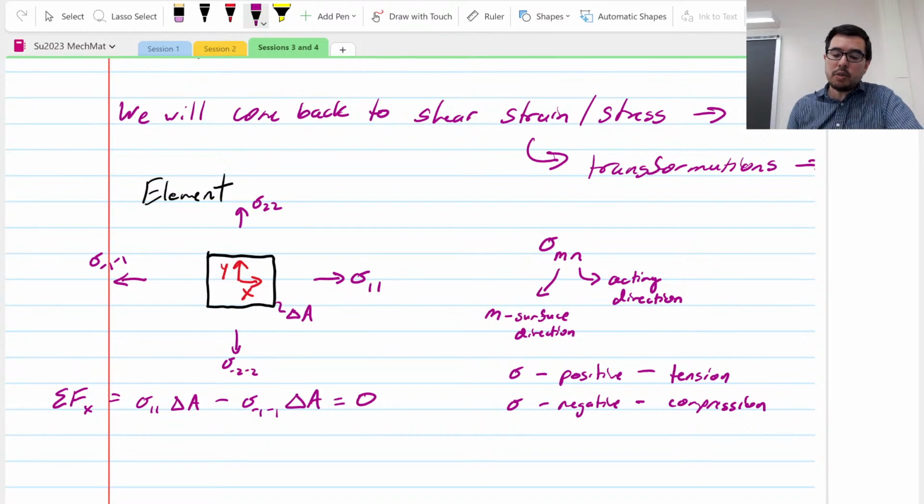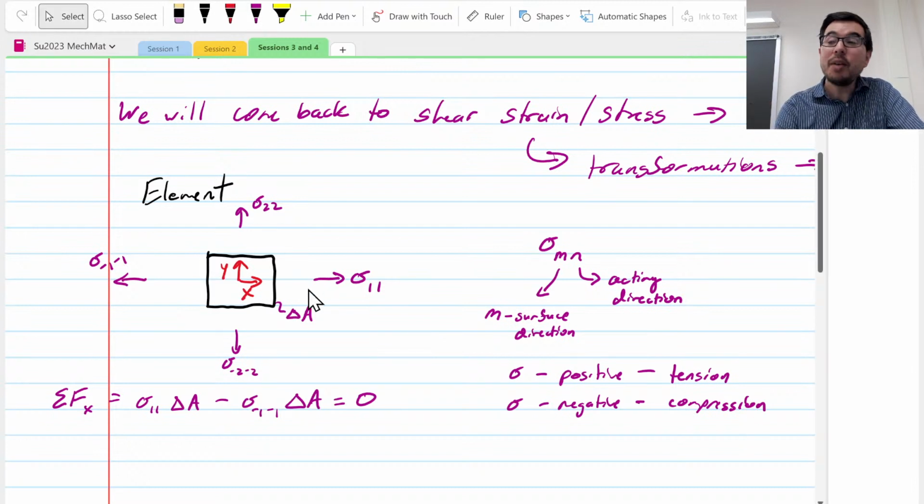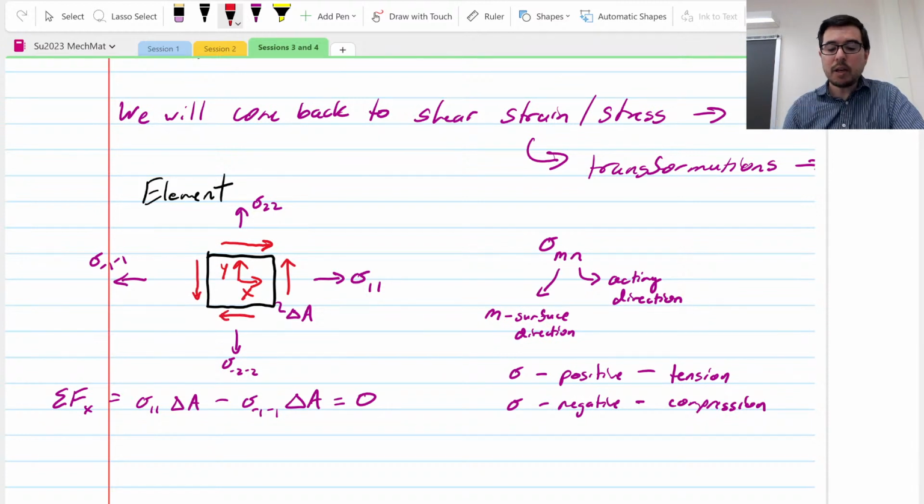Now, shear stresses are tricky, and we have a convention for them. We just have another convention. Here, what you'll see is the direction these arrows go.